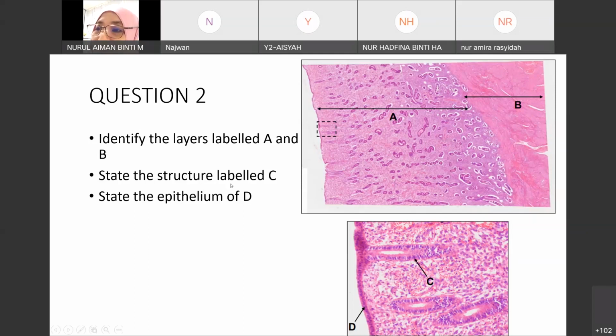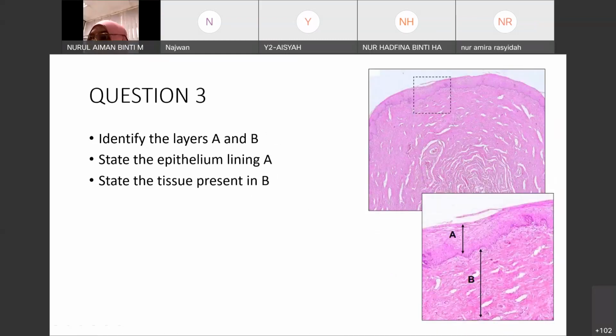So take the structure labeled C. This structure, the rest of the structure, not the epithelium, okay? When I ask for the structure labeled C, yes, very good. She can use triangle, okay? State the epithelium inside D. Epithelium of D. What is the epithelium of D? Simple columnar. Okay, very good. You should answer simple columnar ciliated, and you can also answer with peg cells. Okay, go to question 3.